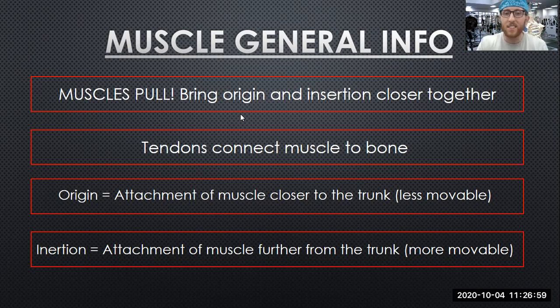Next, the origin is the attachment that's closer to the trunk. So typically it's more proximal, but you also have to know it's less movable. If I'm going to move, let's say, my bicep muscle and contract it, way out here, this would be the insertion point. My forearm is going to move. Up here is the origin. I'm not going to move my whole body when I contract my biceps, just my arm. So we'll take a look at a few examples of all these things right now.